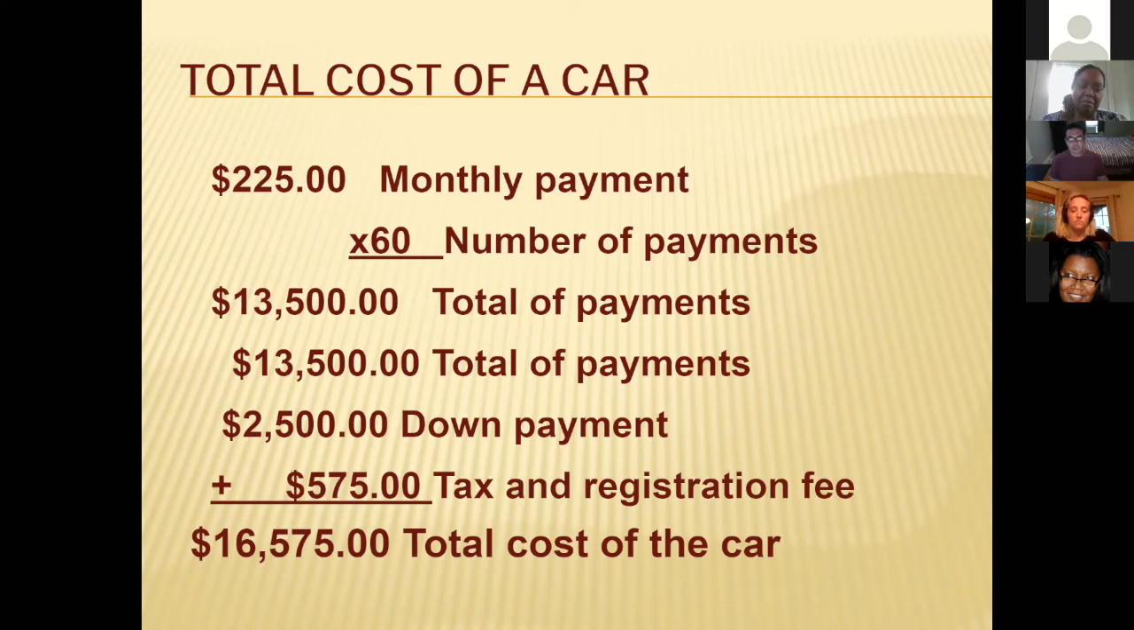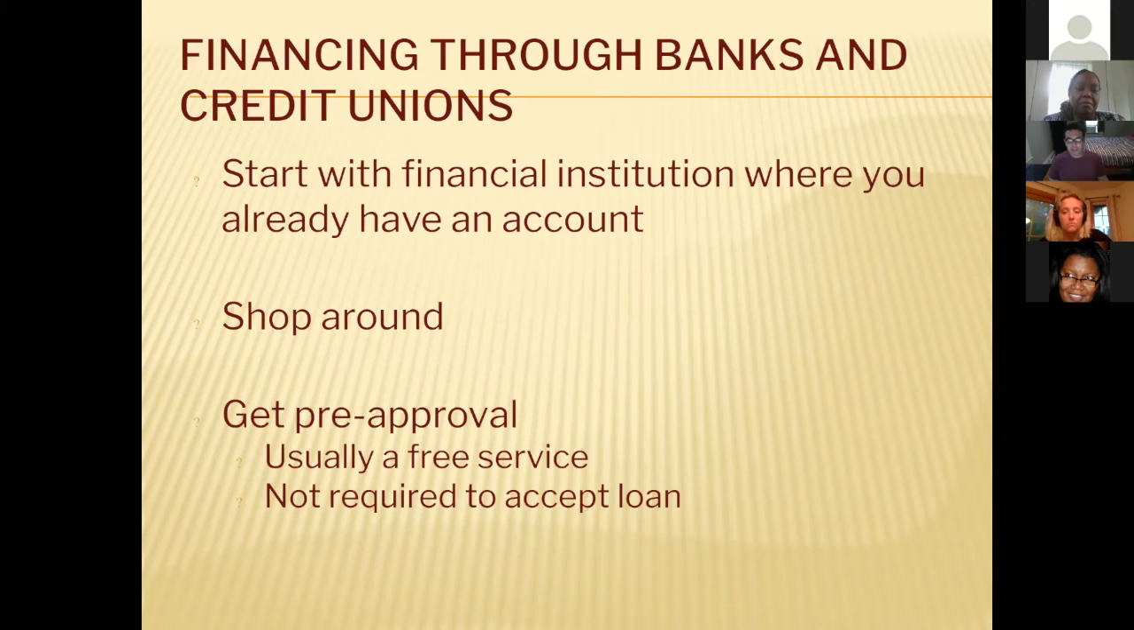So if you're looking to purchase a car, you might have, say, a $225 monthly payment, and you have 60 payments. So that's a 5-year loan, 5 times 12. That means over the course of 5 years, you'll pay $13,500 in monthly payments. And you might have also paid a $2,500 down payment initially. And then there's also tax and registration fees. So what that means is the car ends up costing $16,575.